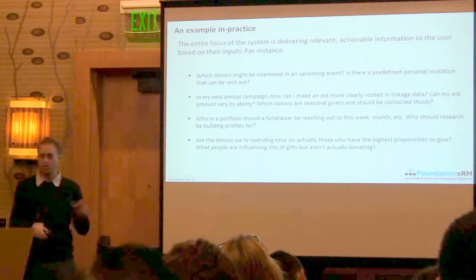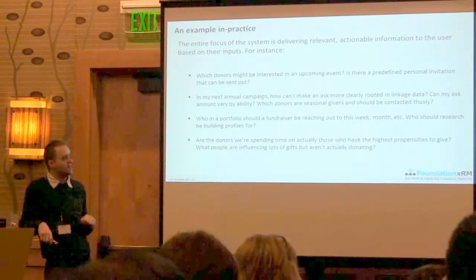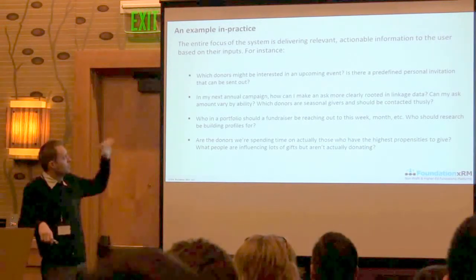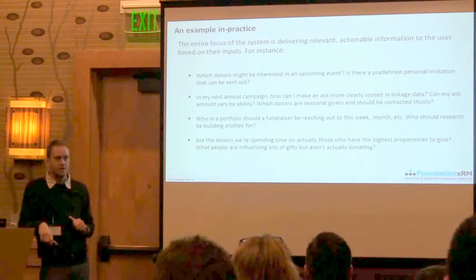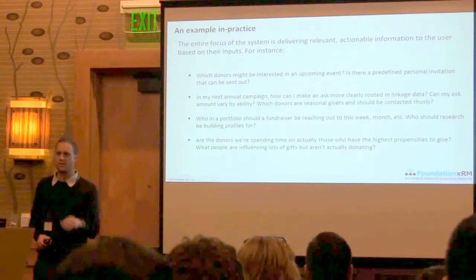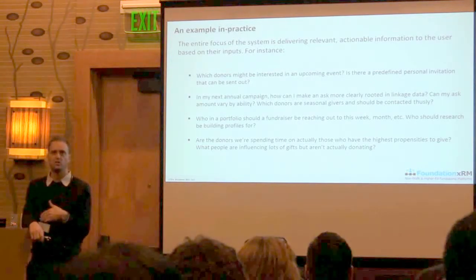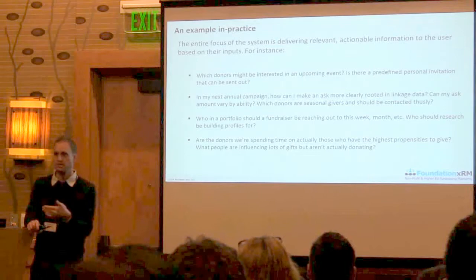Here are some quick thoughts on inputs versus outputs. An input might be, on that first bullet point, what donors might be interested in an upcoming event. Okay, the input would be, you need to go into the system and put the events that your donors are attending. Instead, the system should be recommending to you the events that your donors should be attending based on the data that you have.